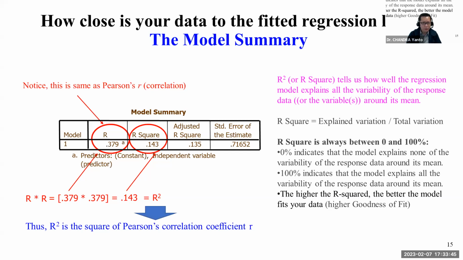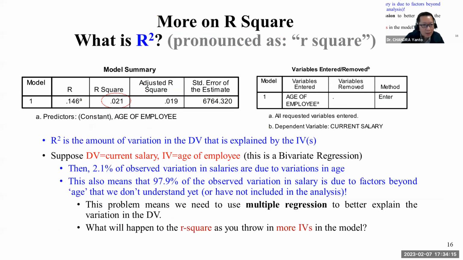Actually you can do the simple calculation. Look at the relation between R and R square. R in the example is 0.379. If you multiply 0.379 by itself, 0.379 multiplied by 0.379, it will give you 0.143, and that is R square. So this R square is actually the square of the Pearson correlation coefficient that we have understood from last week's lecture.